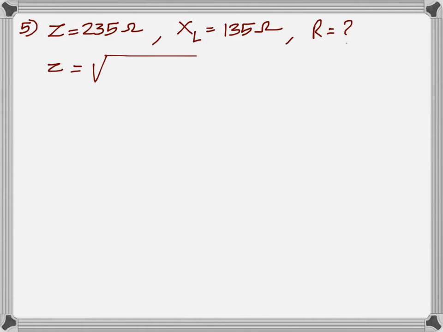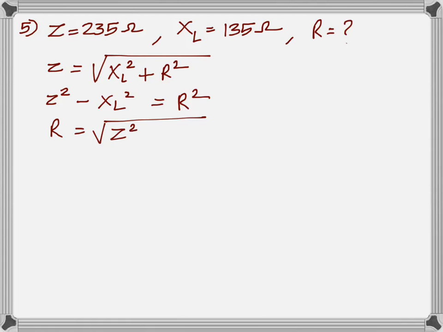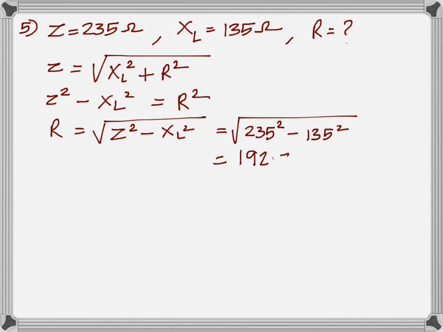Number 5, impedance given, and inductive reactance. We've got to find the resistance. Impedance is square root of XL squared plus R squared in an LR circuit, so rearrange to make resistance the subject. 192.35 ohm.